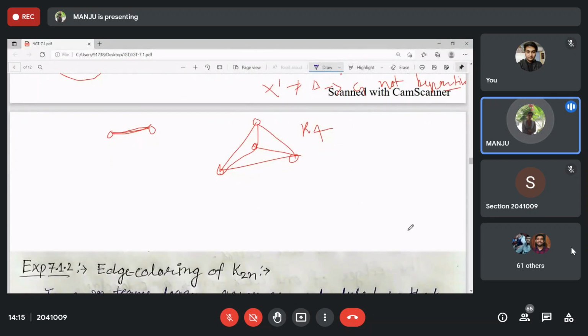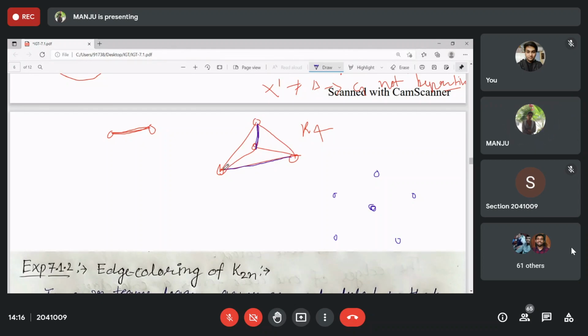In K2N, what do you do? One vertex in the middle, and the others are surrounding this vertex, right? Clear? In K6, it will work. So like we did over here for K4, this edge can get blue color. Then these two edges, no? Then what do you do?